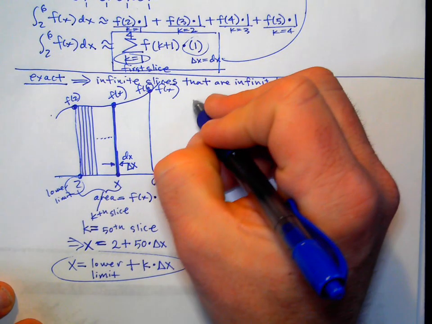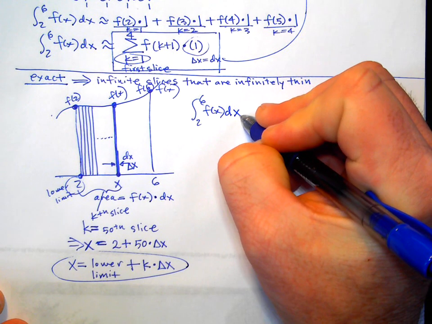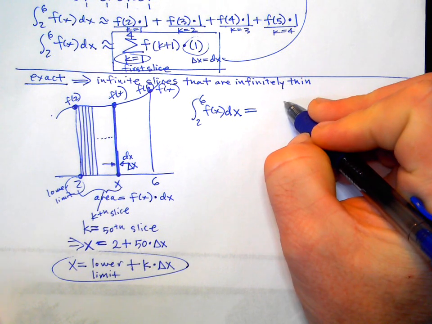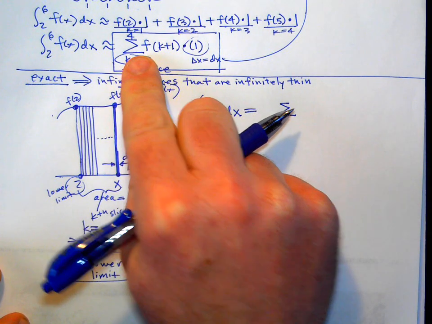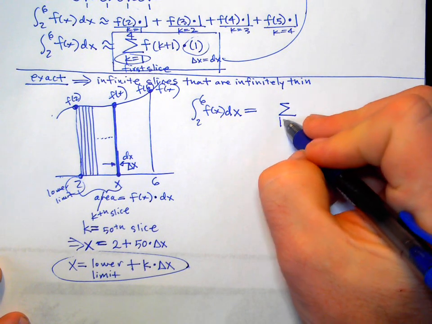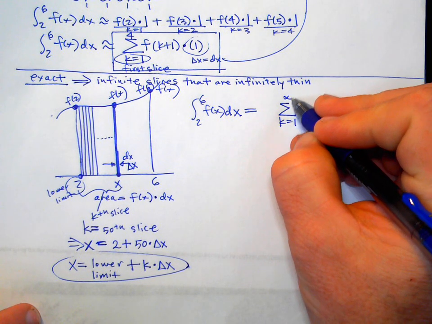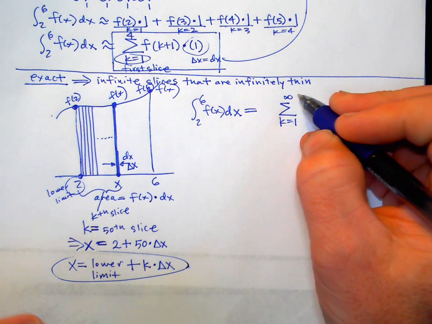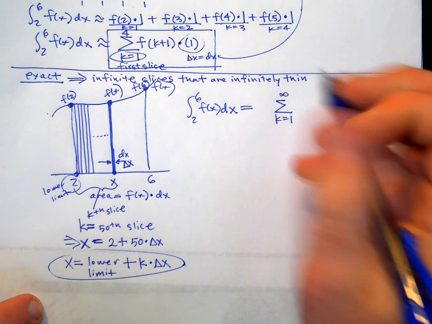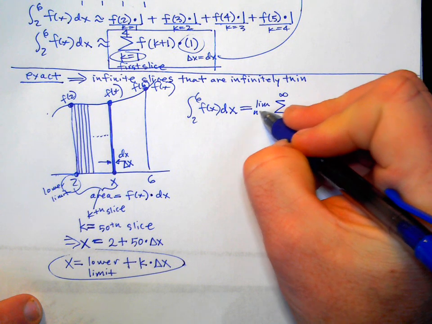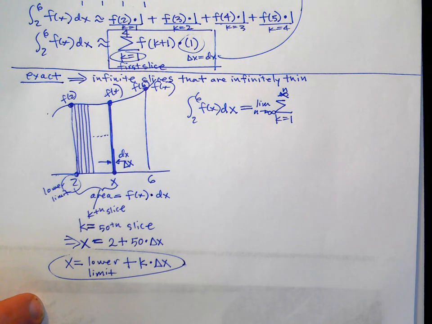So if we come up here, we could say, all right, the integral from 2 to 6 of f of x dx is exactly, and we're going to use this sigma notation, leave some room in front of it. Up here, we were doing approximation. Now I want to do exactly. We're going to start at k equals 1, and we're going to go to infinity. Now, instead of writing infinity here, which is not the most perfect way to write it, we say limit as n goes to infinity, and then we put an n in there. That's a little more proper.